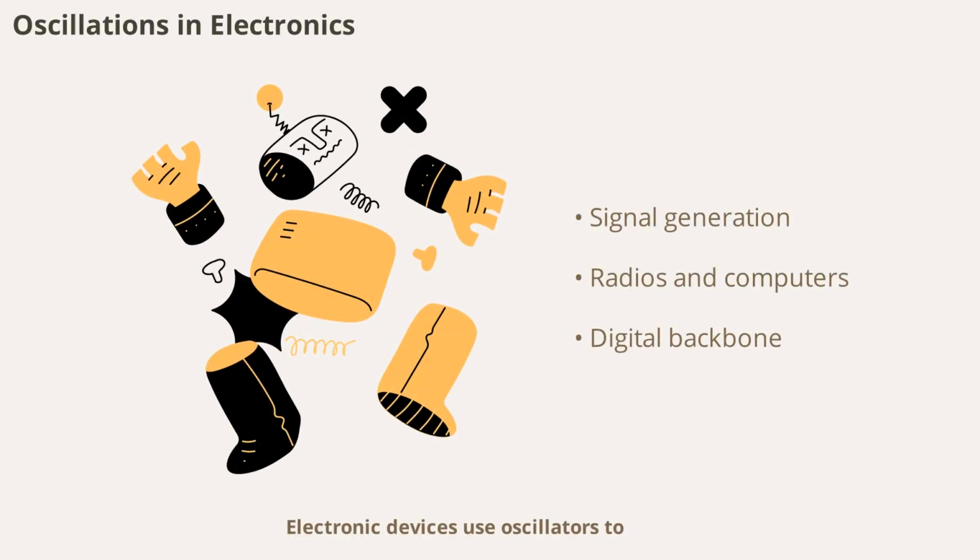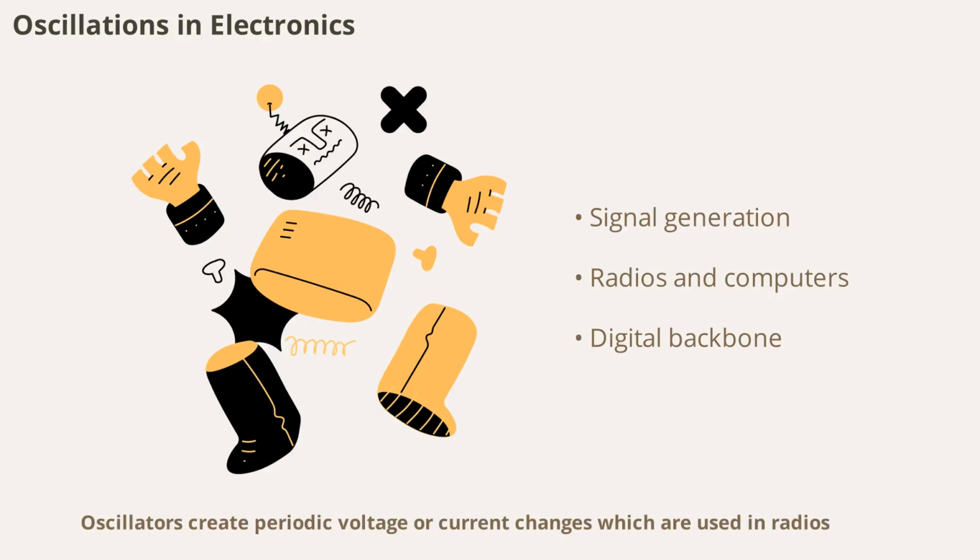Electronic devices use oscillators to generate signals for processing and communication. Oscillators create periodic voltage or current changes, which are used in radios, computers, and smartphones. These electronic oscillations are the backbone of modern digital technology.